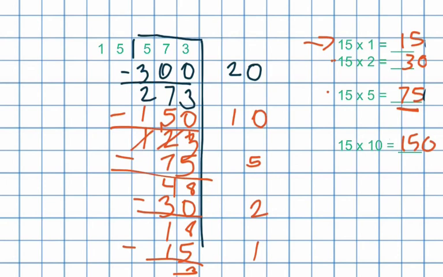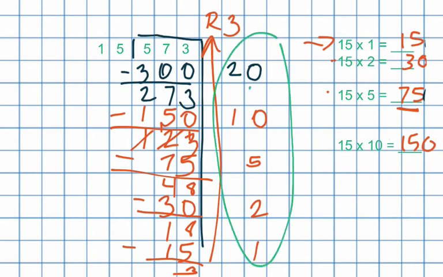Now I have 3 left over. That is so small that it's smaller than my divisor. So this 3 is going to become my remainder. And my answer, my quotient, is going to be the sum of 20 plus 10 plus 5 plus 2 plus 1. And that looks like 38. So our answer is 38 with a remainder of 3.